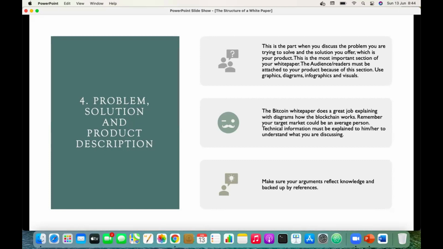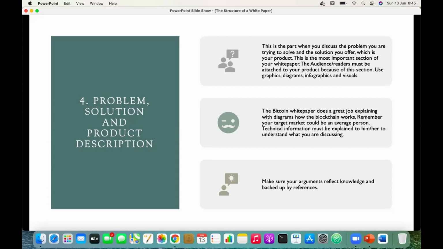But at the same time, you need to respect the level of intellect of the reader, and you need, as much as you can, to humbly deliver the information. So that's extremely important. The Bitcoin white paper actually does a great job explaining with diagrams how blockchain works. So this is something new for a lot of people. And the Bitcoin white paper did, like I said, a very nice job delivering such information. Your target market is the average person, and you need to explain the information smoothly.